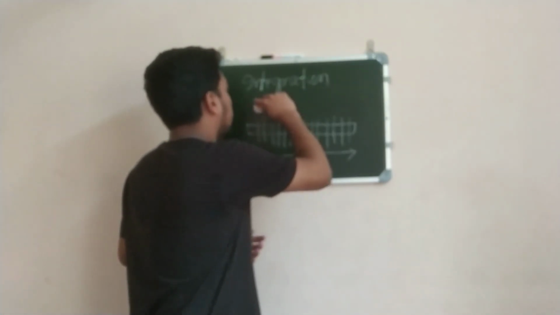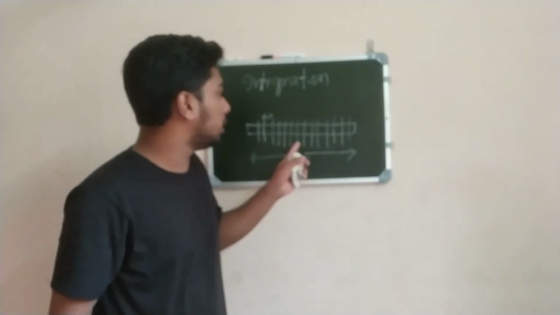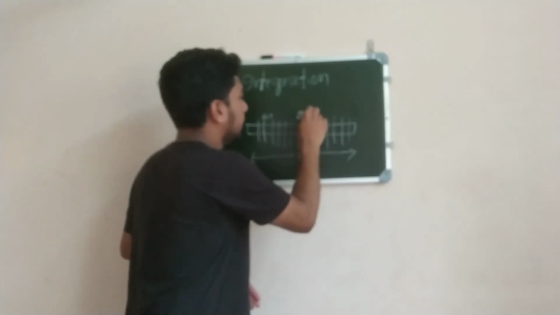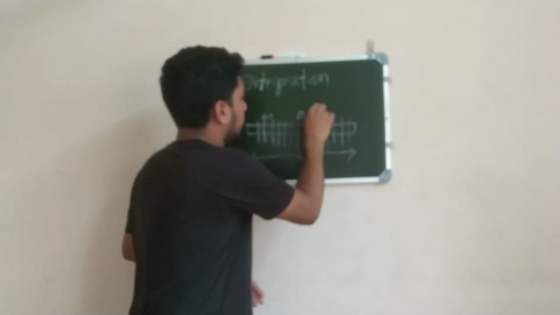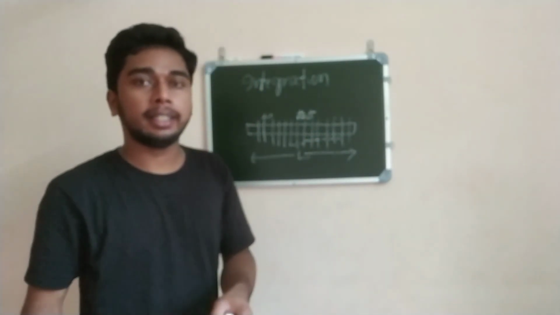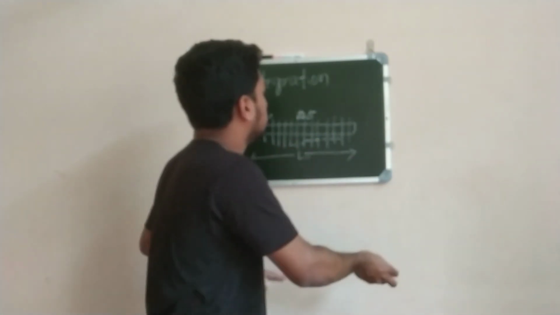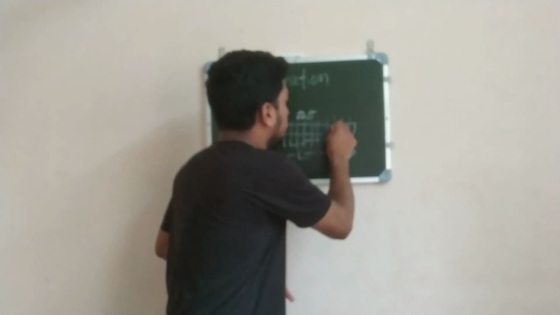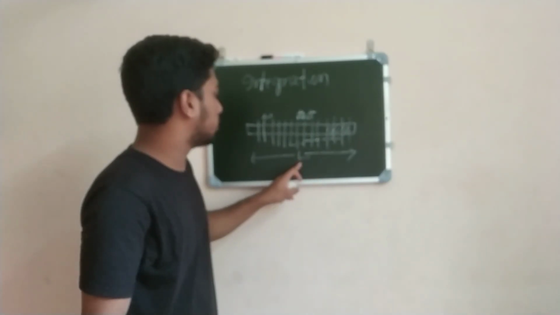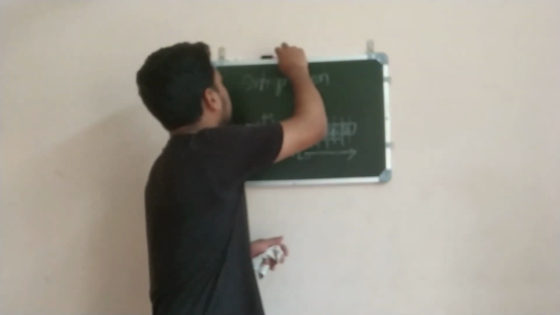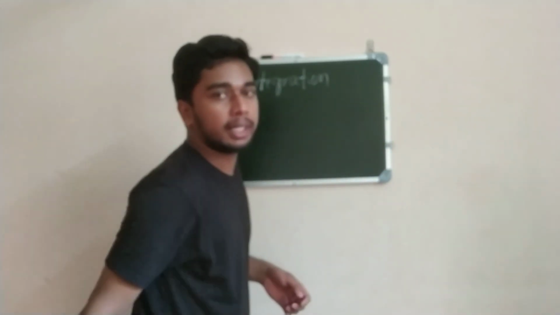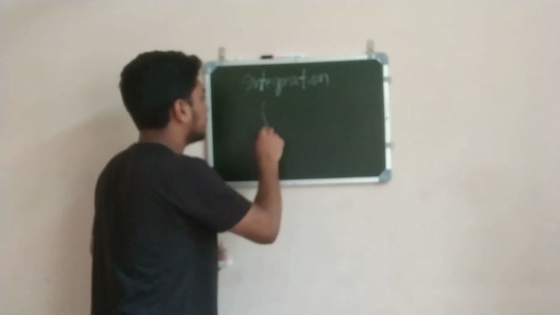So in integration, I will join. For example, this piece has a length dx, this again has a length dx, and all the pieces have length dx. In integration, I will join all those small parts to make this bigger rod of length L. So how can I show this mathematically?